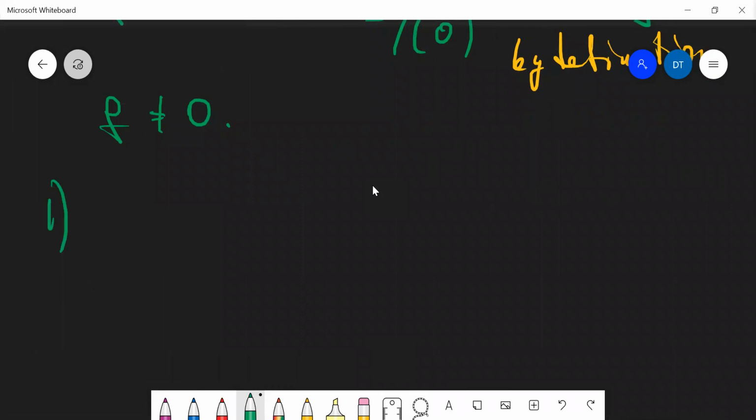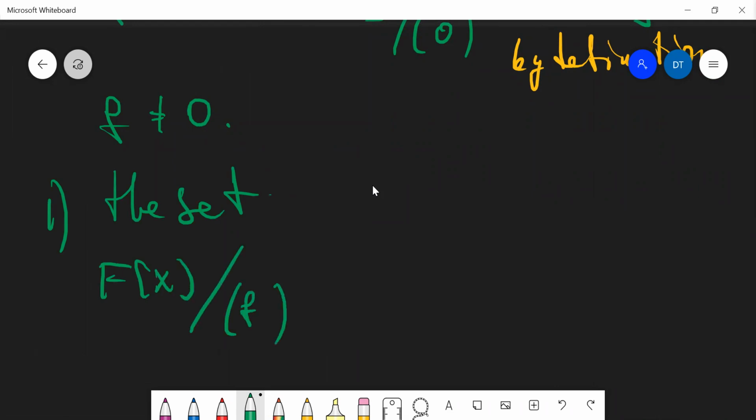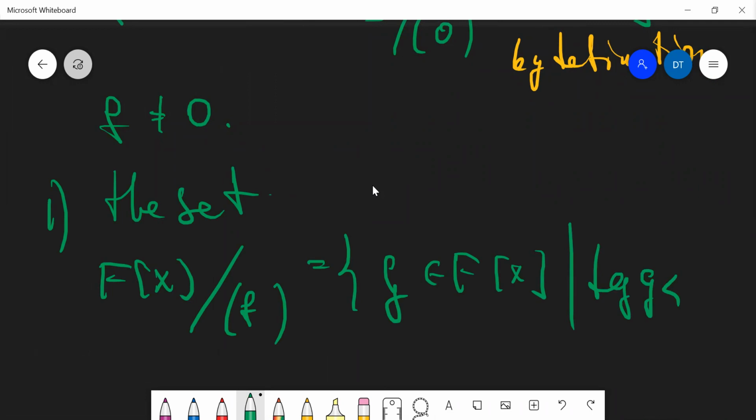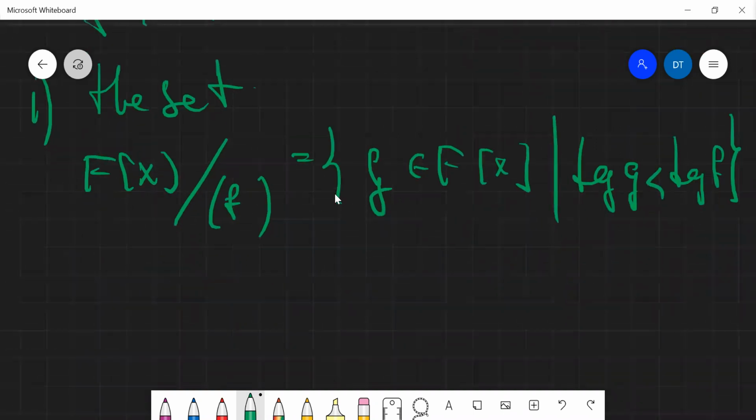So now I want to specify the set. The set is just the set of polynomials in F[x] of degree strictly smaller than the degree of f. And as you can see, if you take a remainder of something when you divide by f, the remainder will always be of degree strictly smaller than the degree of f. This is why you think of this set as the set of all remainders with respect to f.